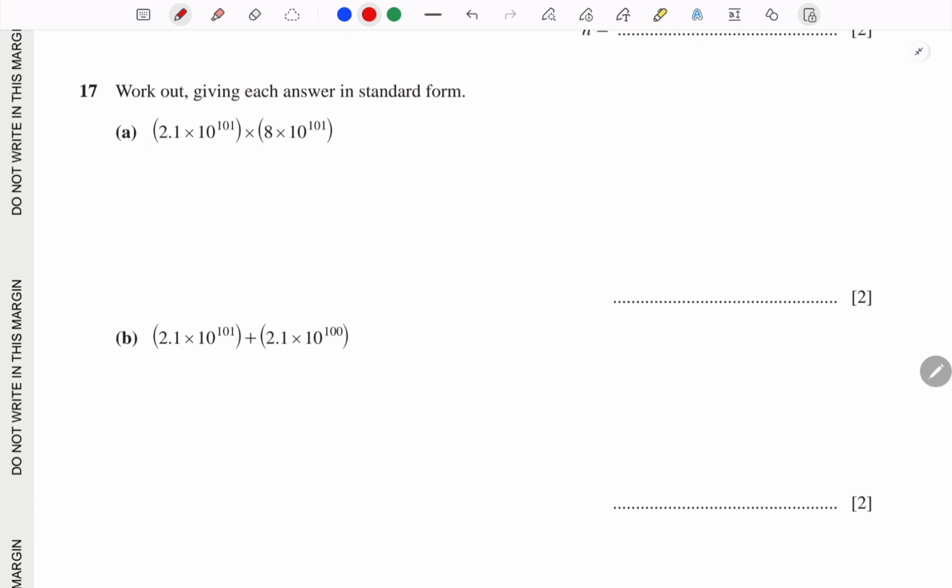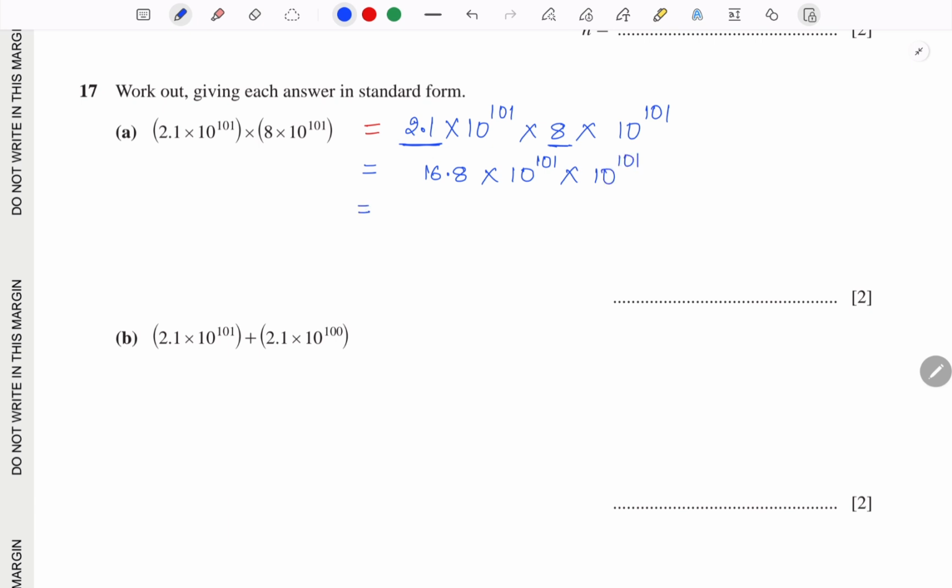Let's solve the next question. 2.1 into 10 raised to the power 101 multiplied by 8 into 10 raised to the power 101. Let's see how we can do this. This will be equal to 2.1 into 10 raised to the power 101 into 8 into 10 raised to the power 101. See, if you multiply these two numbers, 2.1 and 8, you will get 16.8 into 10 raised to the power 101 into 10 raised to the power 101.